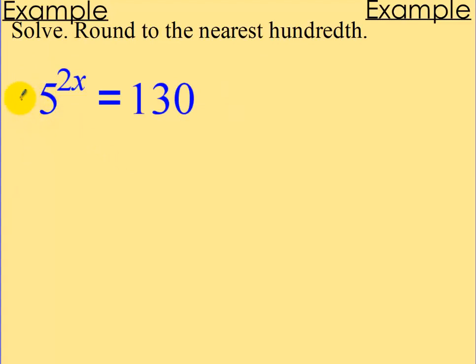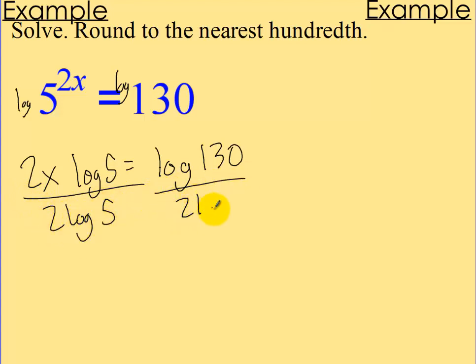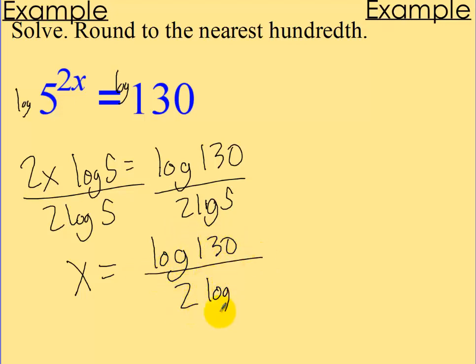All right, I'm going to log both sides again. And then when you do that, I'm going to take that 2x and put it as a coefficient. So 2x times log of 5 equals log of 130. And I'll divide by 2 log of 5 on both sides. Okay, and so what happens, you're left with x equals log of 130 over 2 log of 5.